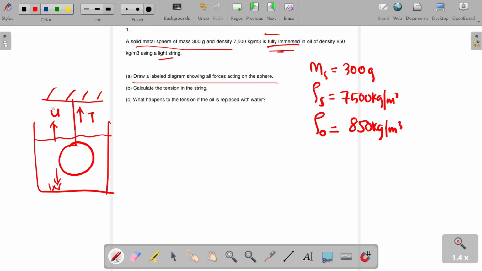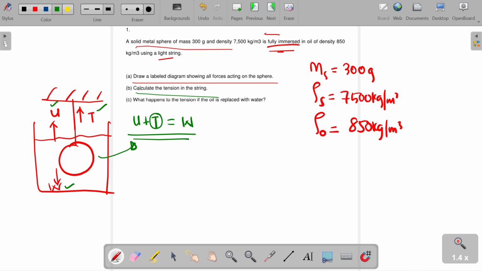We have two upward forces, the upthrust and the tension, and then we have the downward force of weight. So if this thing is held in equilibrium, that means the upward forces should equal the downward force. Very important here for you to know, the diagram itself is what determines that equation. The second question is saying calculate the tension in the string. So we need to find T in this equation.